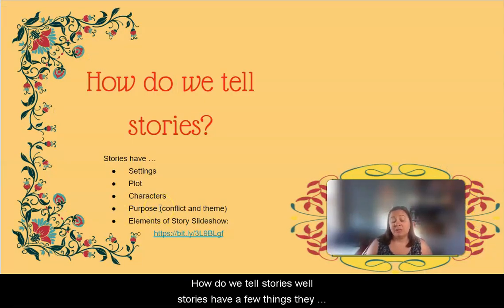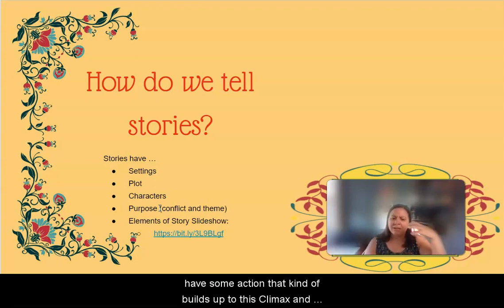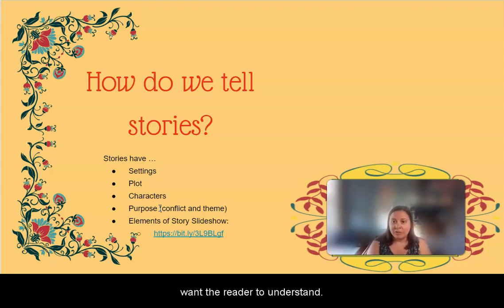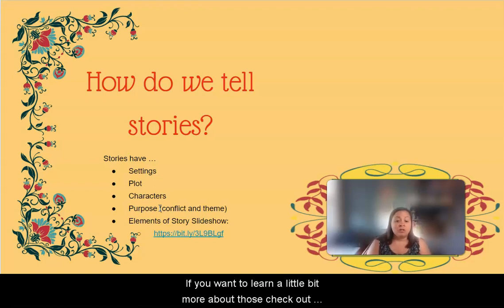How do we tell stories? Well, stories have a few things. They have a setting. We have to understand where it's taking place. They usually have some type of plot. They've got to have some action that builds up to a climax, and then it comes down to that meaning, to that lesson that we're getting. They have some characters. They usually have some type of conflict or theme or lesson that you want the reader to understand. And if you want to learn a little bit more about those, check out this Elements of Story slideshow. It just runs through those things again to remind you what are the pieces of a story.